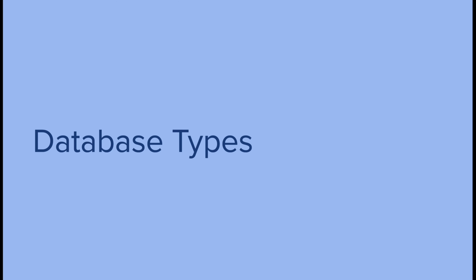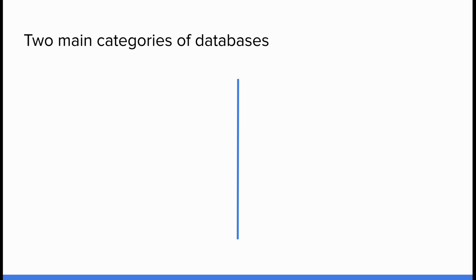Now, the next section is going to cover database types. Okay, so on the left side, we have relational or SQL databases. These databases store data in a highly structured and tabular format using rows and columns.